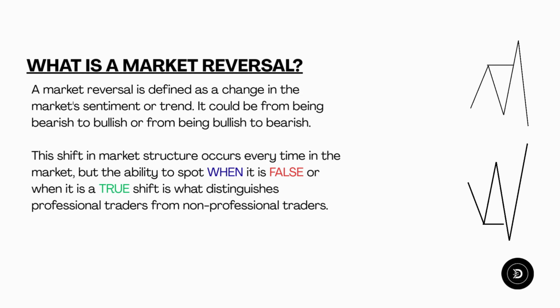A market reversal is defined as a change in the market sentiment or trend. It could be from bearish to bullish or from bullish to bearish. So the market was in a bearish market structure, and then we reversed from being bearish to bullish, or we could have had a bullish market structure, and then we reversed from being bullish to bearish. That change in the market sentiment or trend is what we regard as a market reversal.